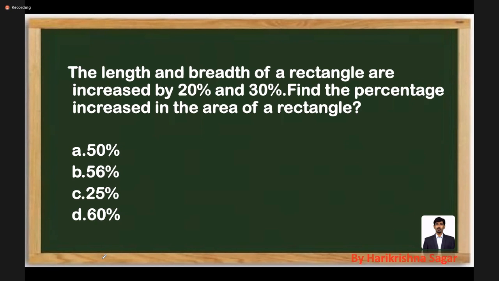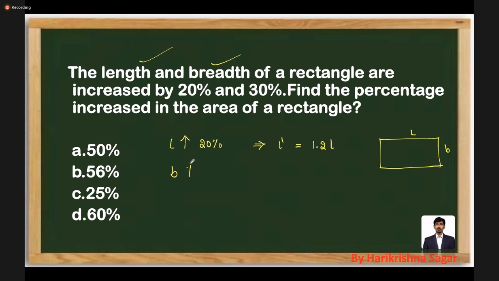So here, as per the data which is projected, the length and breadth of the rectangle are increased by 20 and 30. I don't know what the area of the rectangle is, so initially let's assume that the rectangle has length L and breadth B. The length is increased by 20 percentage, so the new length is going to be L plus 20 percentage of L. It is going to be 1.2 L, or otherwise we can take it as 120 percentage of L.